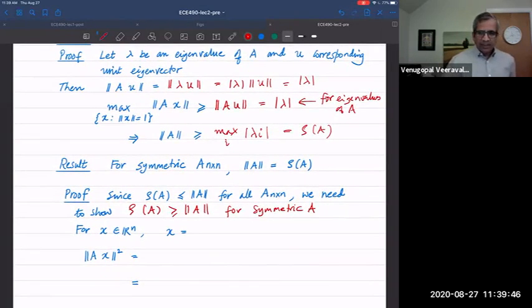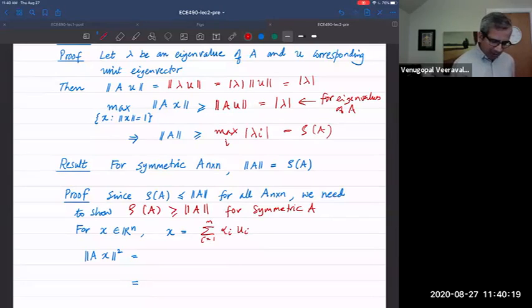So how do you do this? You take any x belonging to R^n. Again, like we did in the previous proof, we can expand x in terms of the orthonormal u_i. Since we now know that for symmetric matrices we can find these u_i that are orthonormal and form a basis for R^n, we can write it this way.